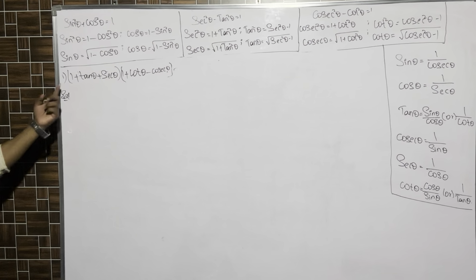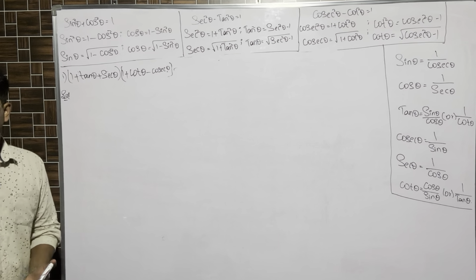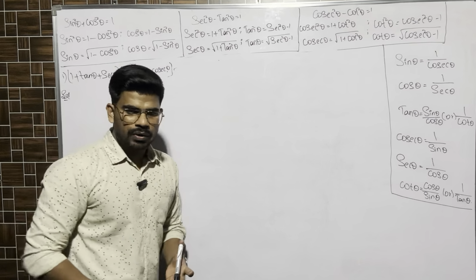Right. Another question here: 1 plus tan theta plus secant theta into 1 plus cot theta minus cosecant theta. In the previous questions, it was said what to prove, so we changed our solution based on what is required. Here he did not ask us to prove anything. That means the answer will be either 0 or 1 or anything as such, so we do not know what is required. So just keep the basic steps in mind.